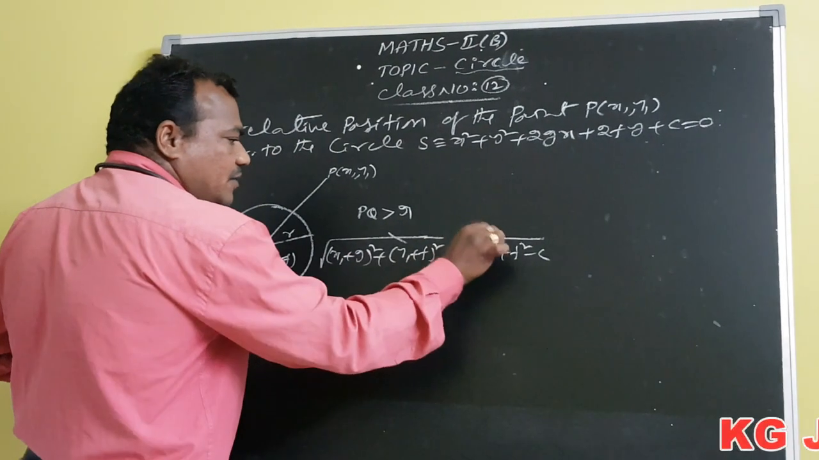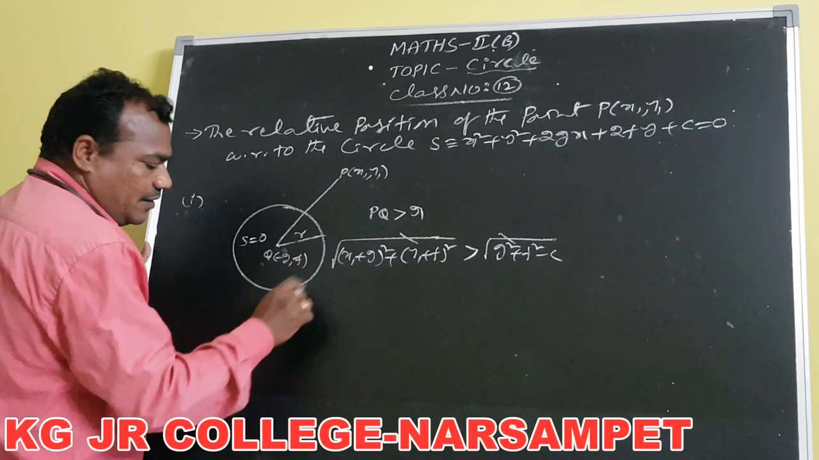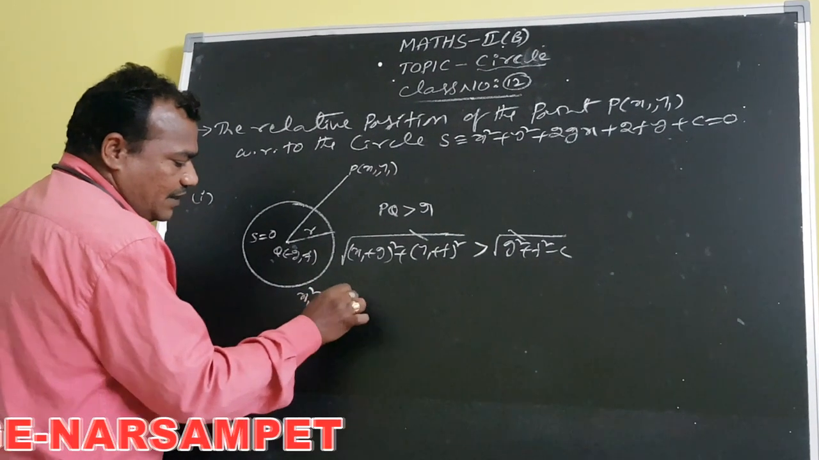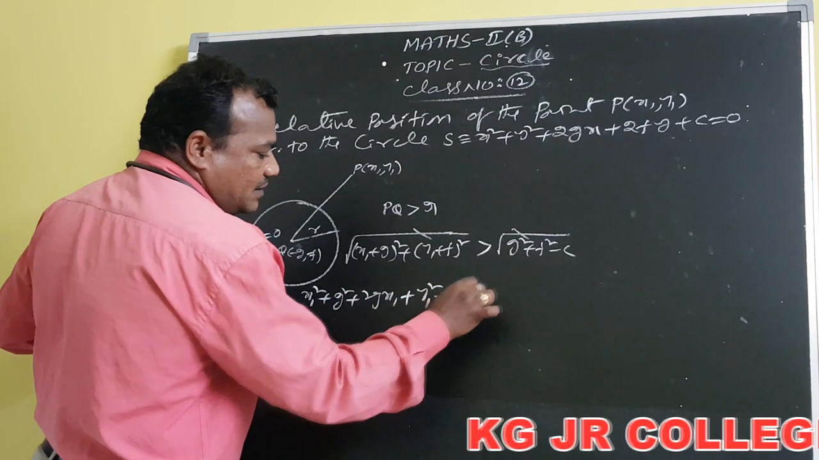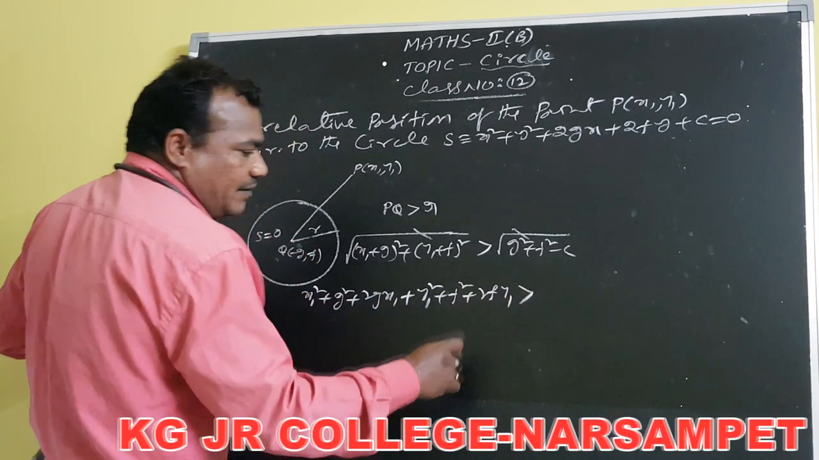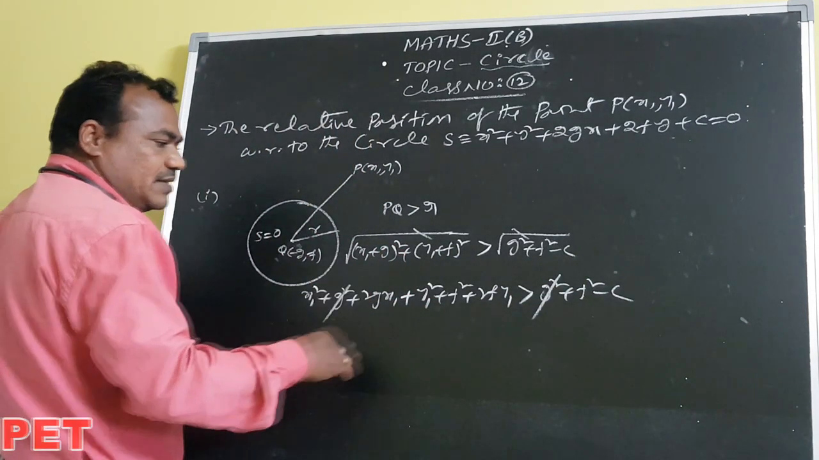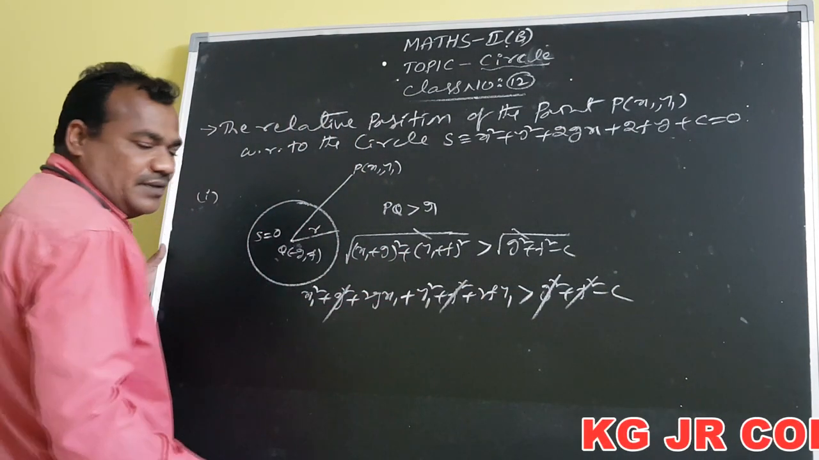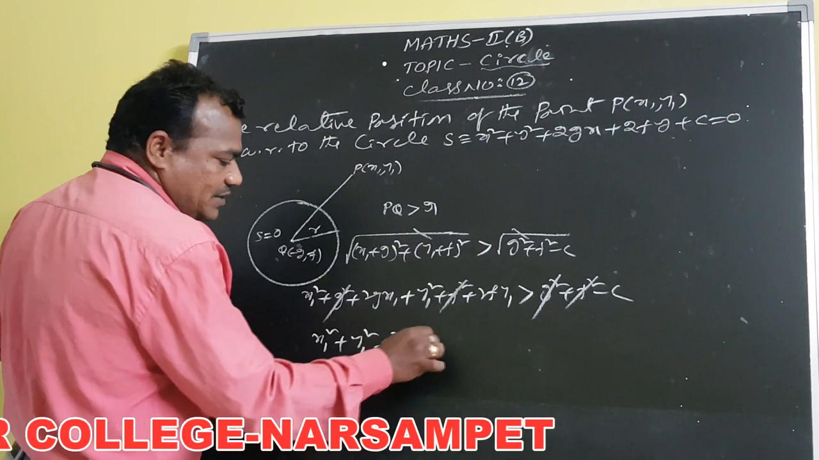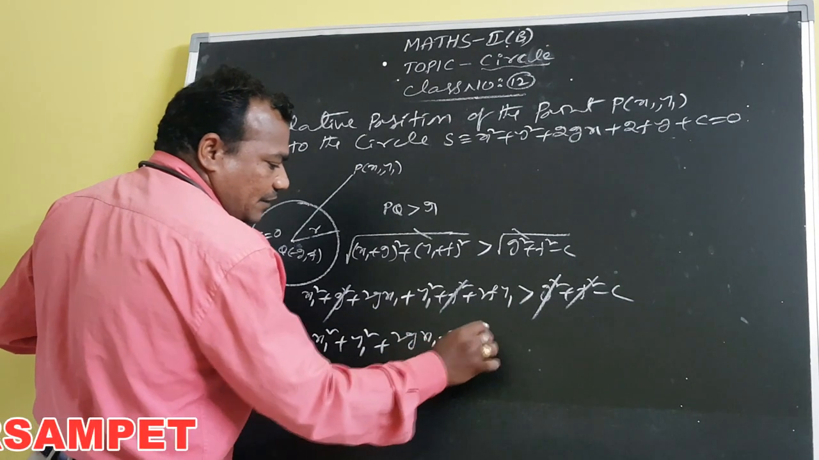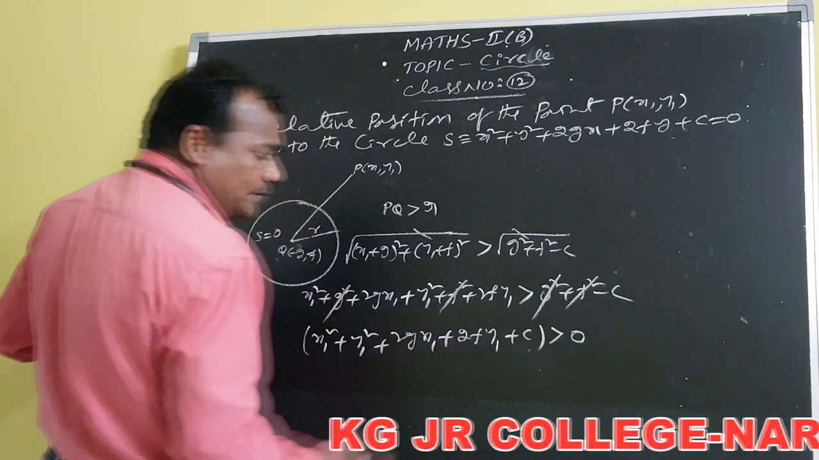Squaring on both sides, both square roots are cancelled. Then this becomes x1 square plus g square plus 2gx1, plus y1 square plus f square plus 2fy1, is greater than g square plus f square minus c. On both sides g square and f square are cancelled. Here this becomes x1 square plus y1 square plus 2gx1 plus 2fy1 plus c, and the total is greater than 0.